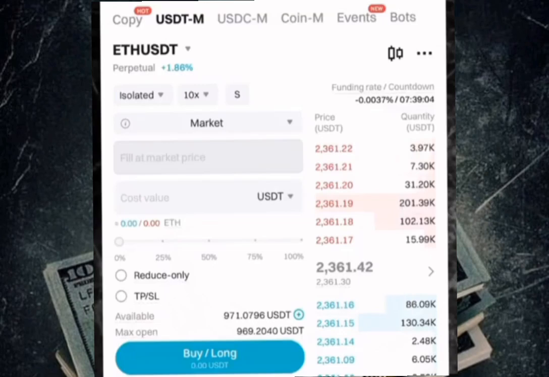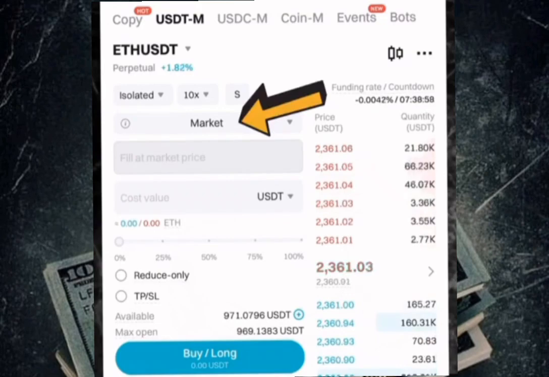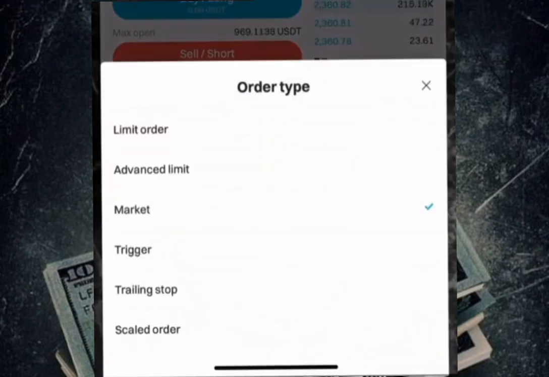Now, once you've selected your leverage, the next thing is to pick the order type. Now, you can see where you have market right here. Just click on it. Once you click on it, it brings you all the order types that you have on Bitget. So you have limit order, you have advanced limit, you have market order, you have trigger, you have trailing stop, and you have scaled order.